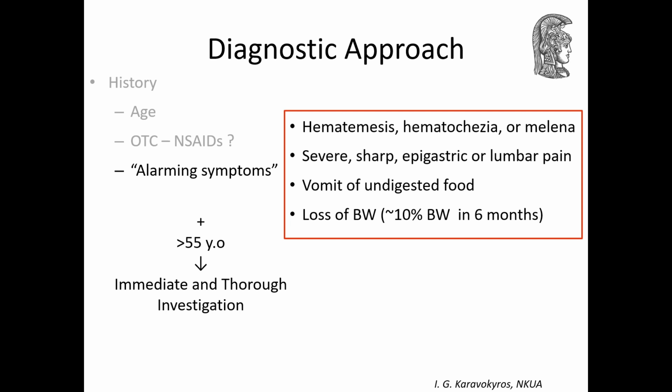A sudden, severe, sharp pain in the abdomen, epigastrium, or in the back may indicate perforation. Undigested food vomiting can be a result of pyloric stenosis. Significant weight loss may be due to the development of cancer. Both old age, greater than 55 years, and the appearance of alarming symptoms mandate an immediate and thorough investigation.